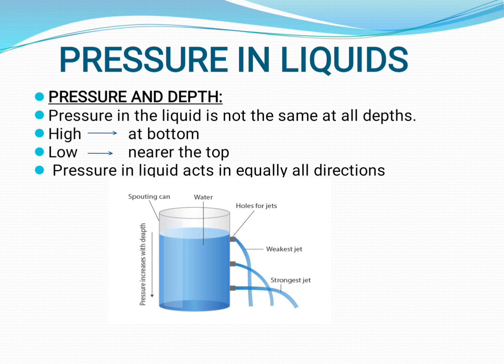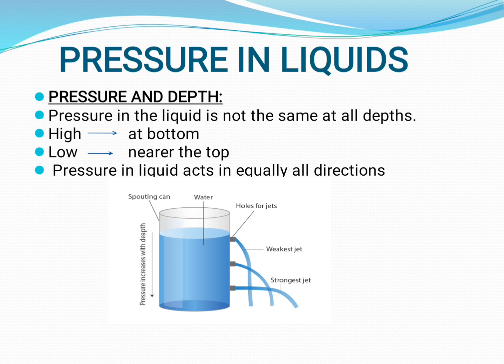The pressure in the liquid is not the same at all depths. Pressure is high at the bottom of the container but gradually decreases as you get nearer the top. This can be shown by a diagram in which there are small holes in the container, which is filled with water. The diagram shows jets of water coming from the holes.